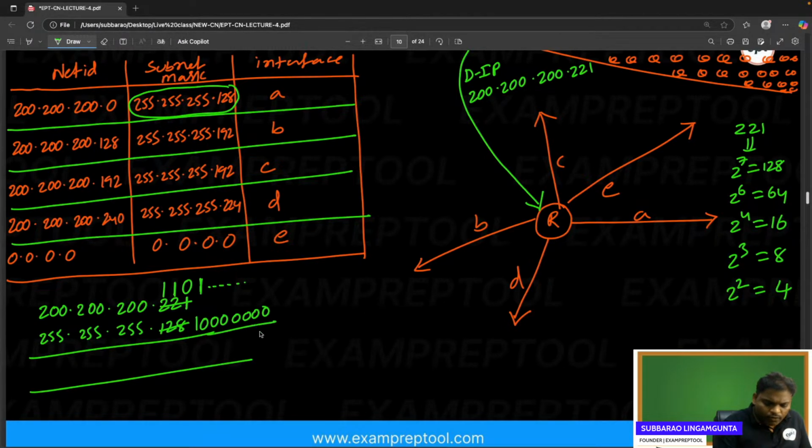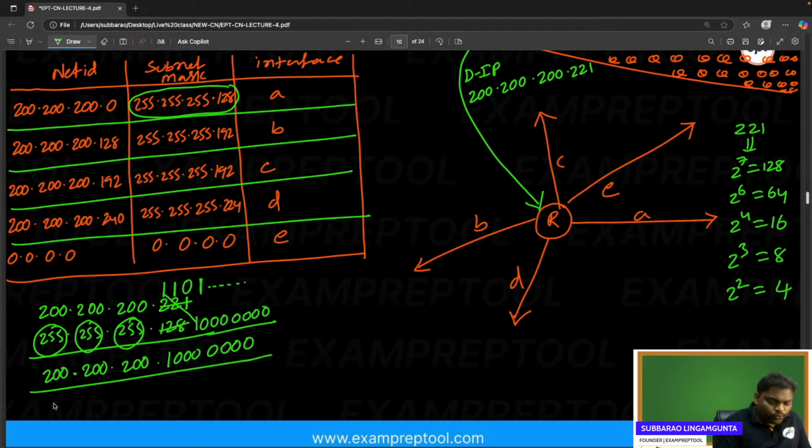Now if you do the AND operation, can you observe? All ones AND anything gives anything. Until now, fine. Now observe: the first one only remains, and the remaining will all be zeros. It is the 128 only.